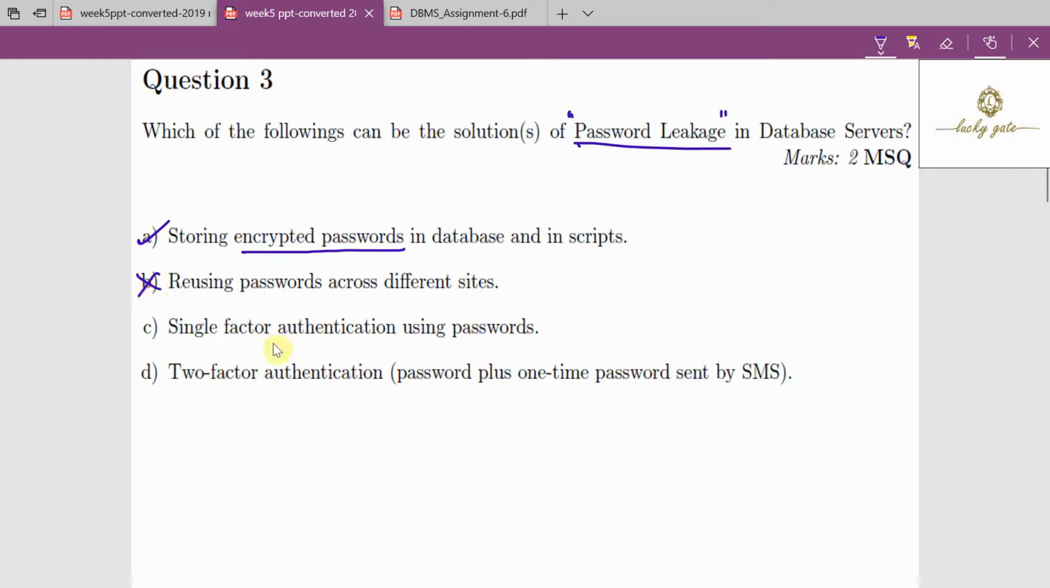Option C says single factor authentication using password. If it is single authentication, suppose I know your password, I can easily access your account details. So option C is wrong. Suppose I do have a two-factor authentication. Nowadays it is always two-factor authentication. Suppose I am transferring some amount from my bank account to my father's account. First, it will ask for a transaction password. Later, it will ask for a one-time password authentication. That is called two-factor, two-step authentication, which is also used for avoiding password leakages. So answer for question number 3 is both option A and option D.